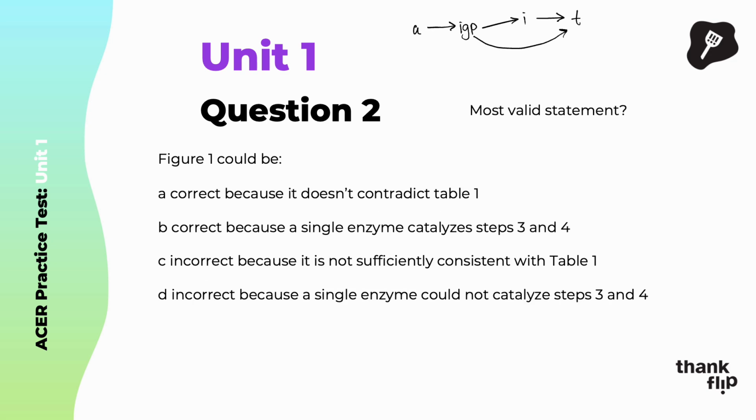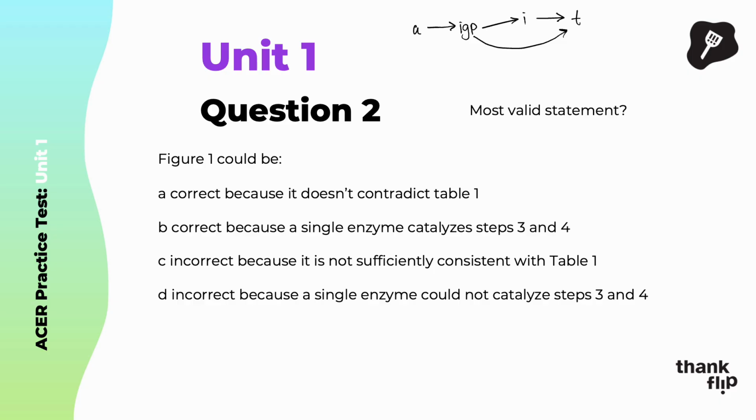Question 2 is asking us about the figure. So the figure is a proposed pathway to explain the results that were shown in the table. So we have to cross-check these, and the question is asking us whether it's correct or incorrect and the reasoning behind this, right?